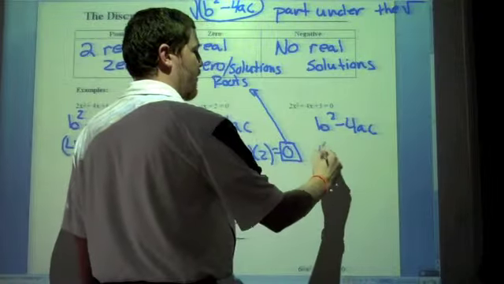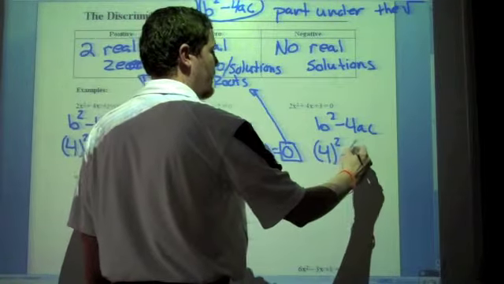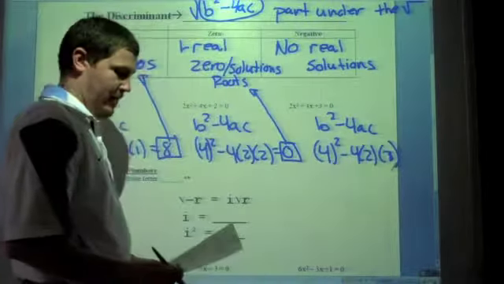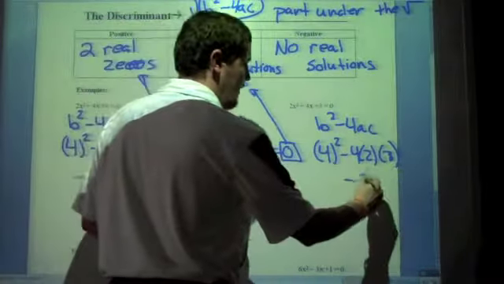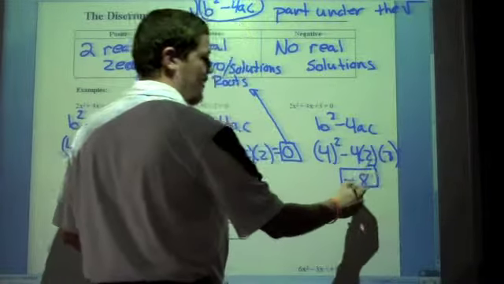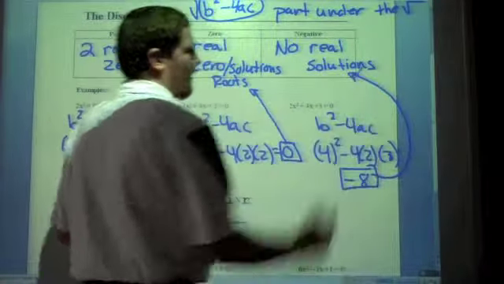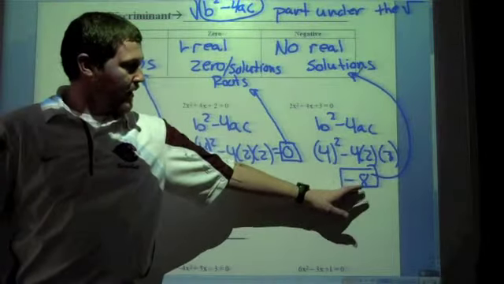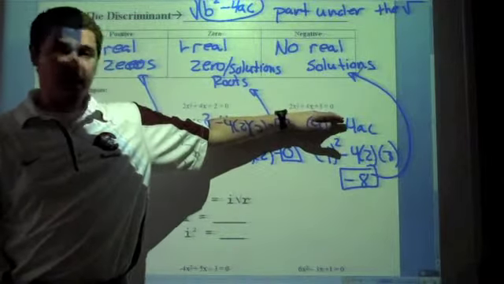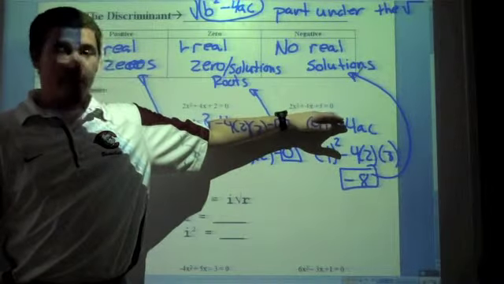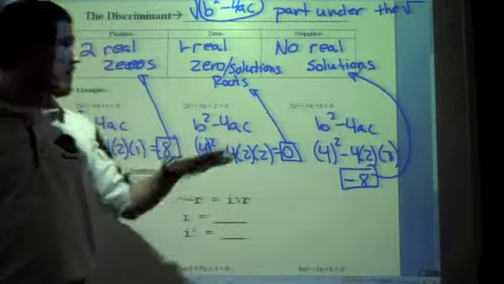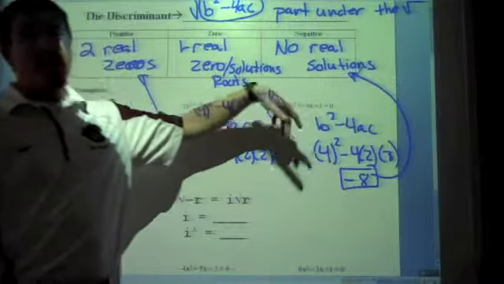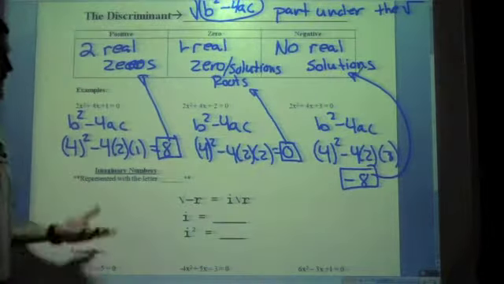And then the final option is that the answer is negative. So if we plug this into the formula, 4 squared minus 4 times 2 times 3, when we type that into my calculator, you get negative 8. Okay, so because it was negative, that means there are no real solutions. So what that means is that if I were to graph this equation right here into the calculator, I would have nowhere on the graph where my graph touches the x-axis. No real solutions.